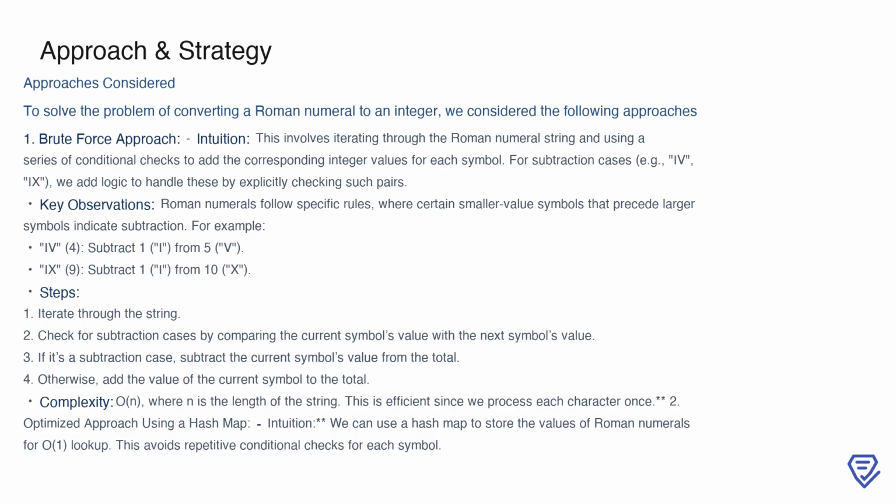Iterate over the string, check whether the current symbol represents a subtraction case by comparing its value with the next symbol's value, and either subtract or add the current symbol's value to the total. This approach processes each character once, resulting in a time complexity of O(n), where n is the length of the Roman numeral. While efficient in terms of time, this method relies heavily on conditional checks for each character, which can become verbose and less elegant to implement.